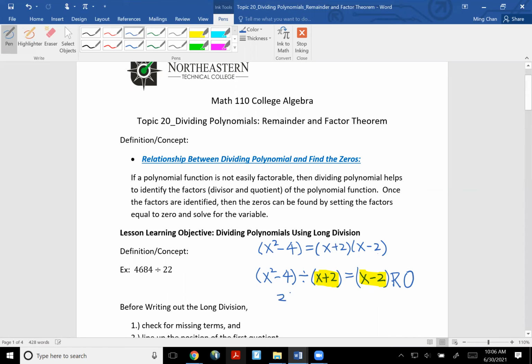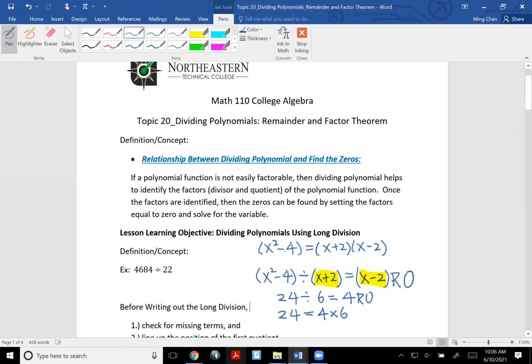We know this from things like 24 divided by 6 is 4, evenly. The remainder is 0. So what we're saying is 24 actually has factors of 4 and 6. So if I can divide and the remainder is 0, that means my quotient and my divisor are the factors of my 24 or my polynomial function. Once I can find the factors of my polynomial function, then I can set them equal to 0 and solve for x. And that's how we actually find zeros.